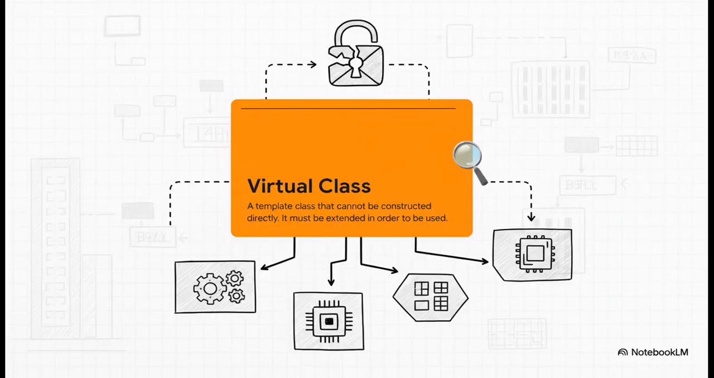Okay, so first up, we've got the virtual class. Now, in programming, a class is basically just a blueprint for creating objects. But a virtual class, that's a special kind of master blueprint. You literally can't build anything directly from it. The language just won't let you. Instead, you have to use it as a foundation that other, more specialized classes extend from, inheriting all its core functionality and then adding their own unique spin.